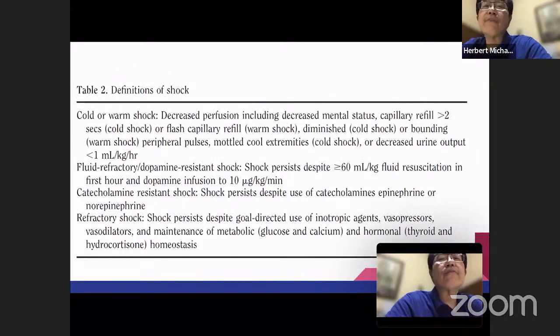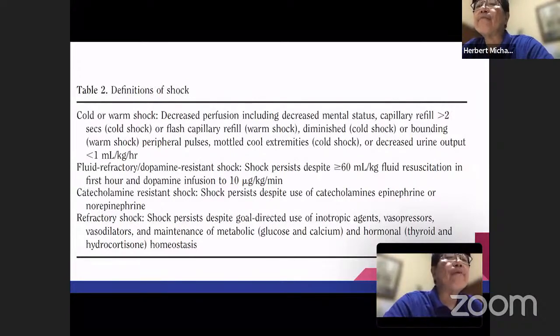These are the other definitions of shock at the Surviving Sepsis. And you have the cold or the warm shock wherein there is a decrease in perfusion that includes decreased mental status. You may have a prolonged capillary refill of greater than 2 seconds, which is found in cold shock, or a rapid capillary refill that is seen in warm shock as exemplified by meningococcemia.